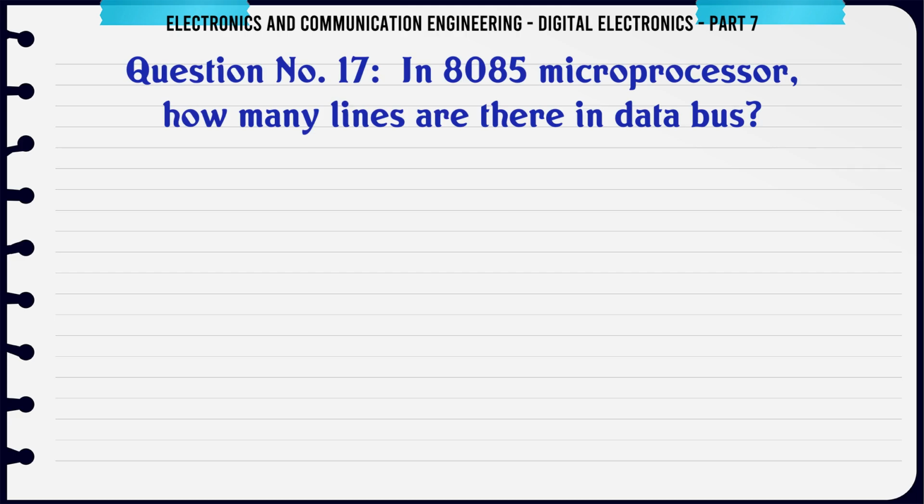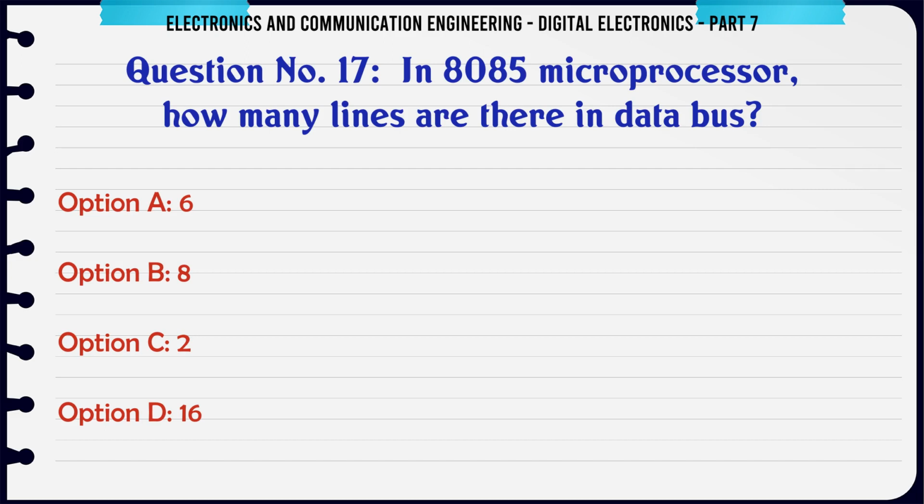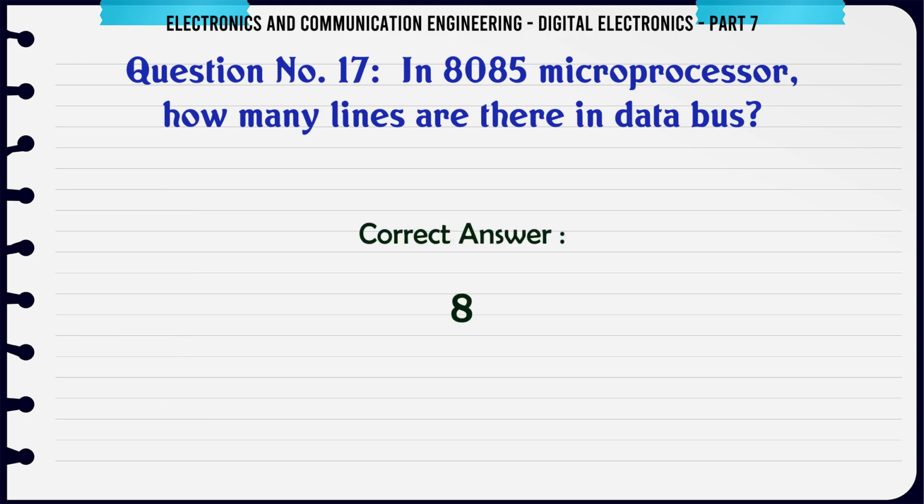In the 8085 microprocessor, how many lines are there in the data bus? A. 6, B. 8, C. 2, D. 16. The correct answer is 8.